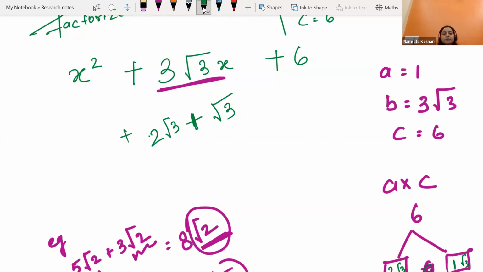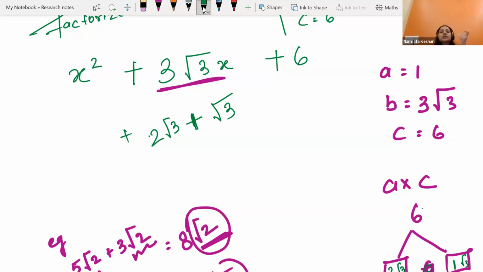Let me explain. Here, A, B, C, we have found that first A is 1, B is 3 root 3, C is 6. Then we have multiplied A with C, we got 6. Now, what we do, we try doing the factorization of 6, and then with the help of both the factors, by adding together or by subtracting together, we try creating the middle term.